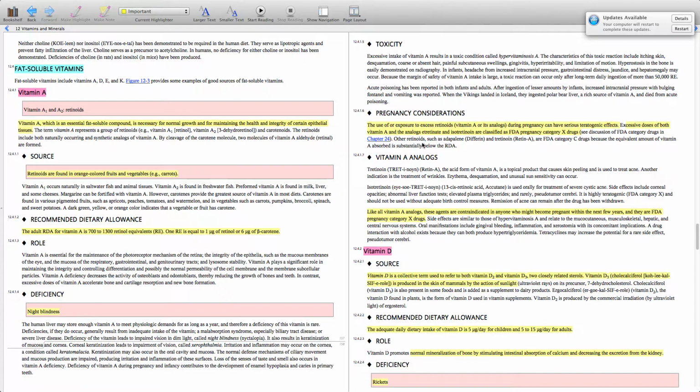Okay, so vitamin A is necessary for normal growth and for maintaining the health and integrity of certain epithelial tissues. Retinoids are found in orange-colored fruits and vegetables. The RDA of vitamin A is 700 to 1,300 retinol equivalents. One retinol equivalent is equal to 1 microgram of retinol, or 6 micrograms of beta-carotene. It's essential for the maintenance of the photoreceptor mechanism of the retina. Deficiency would be night blindness. Don't want to be driving if you have a deficiency in this.